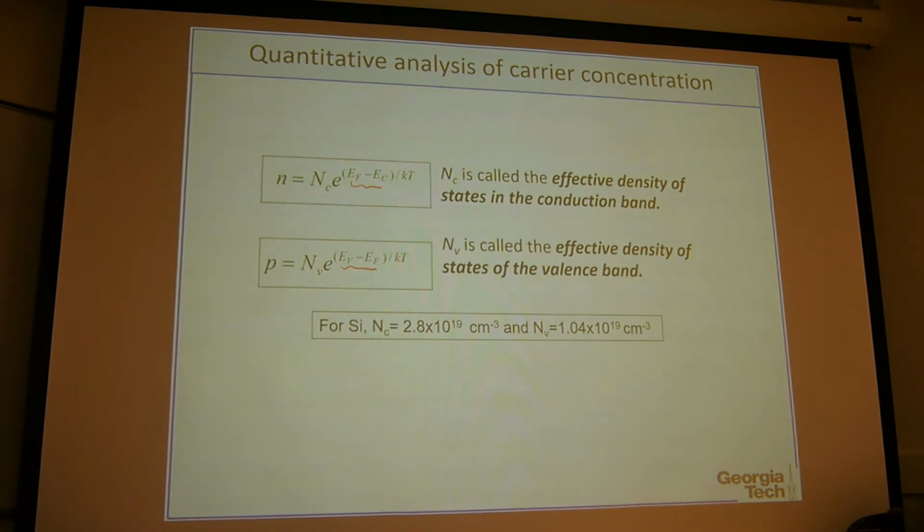So why is that? Because of EC, EV, and your EF, you can always get this delta E and plug it into here. EF is lower than EC, so it's a negative number. And then for here, you can always get another delta E and plug it in here. And remember, EV is lower than EF, so this delta E is another negative number. And for silicon, NC and NV are constants.